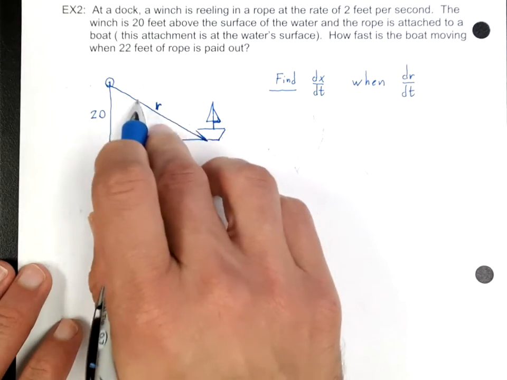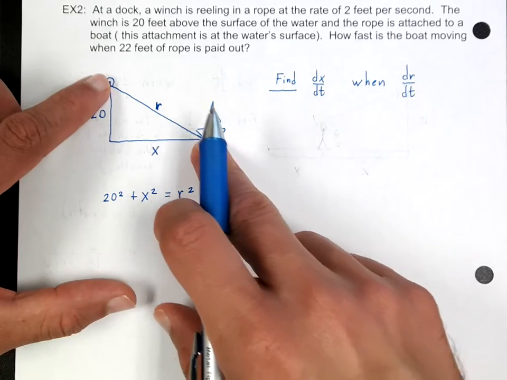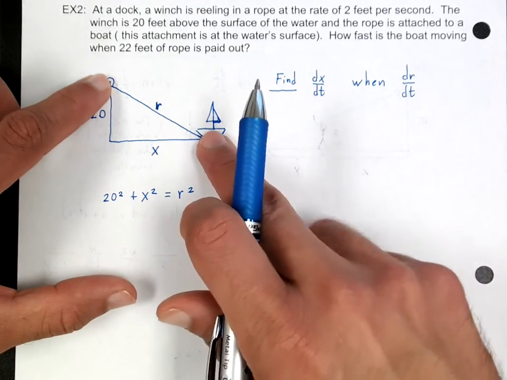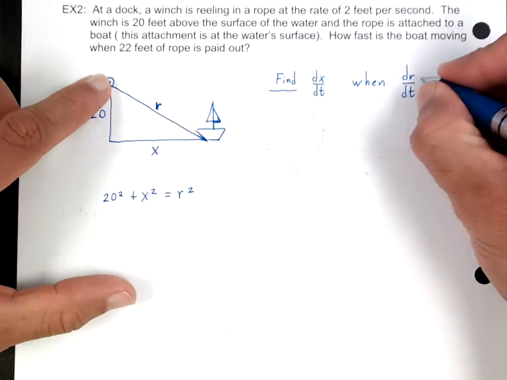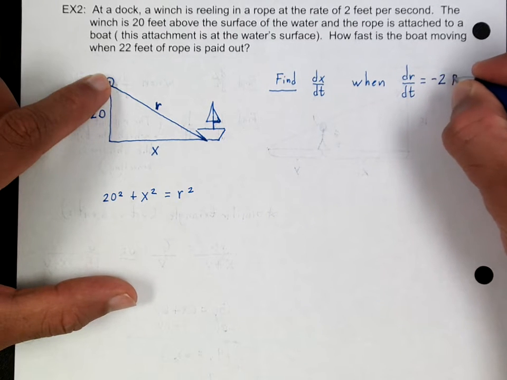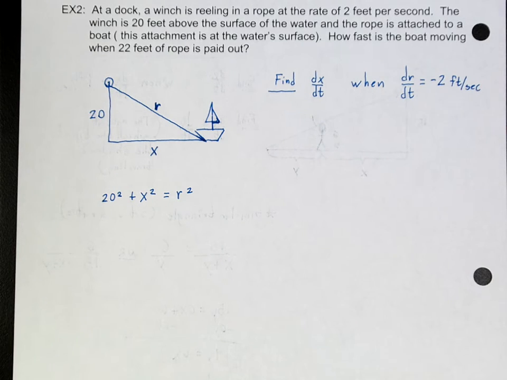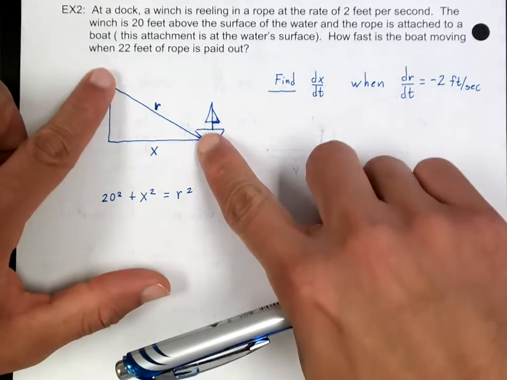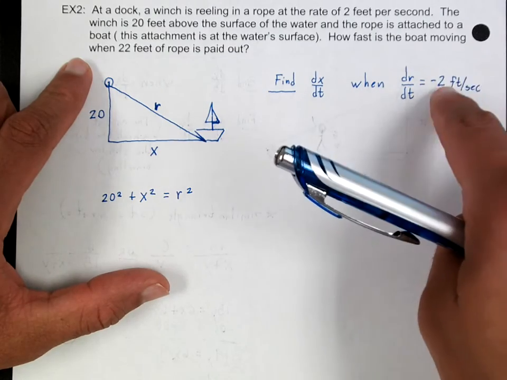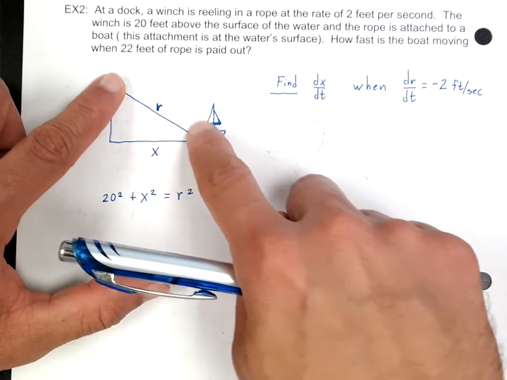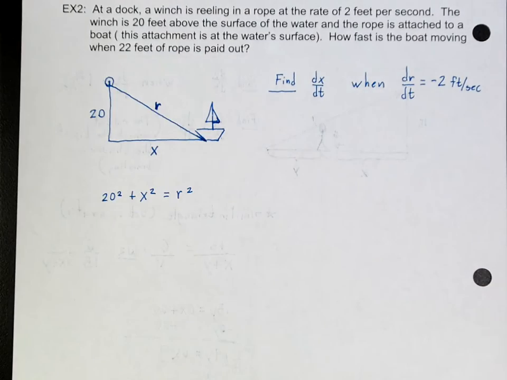Notice that if I call this r for rope, then the speed at which the rope is being retrieved, I'm going to call that dr/dt. But this distance right here is decreasing, and if a rate is decreasing, then the number has to be a negative 2 feet per second. So it really doesn't matter how you draw the triangle. What matters is that if this distance is getting shorter, you make that rate negative. If it were getting longer, it would be positive.